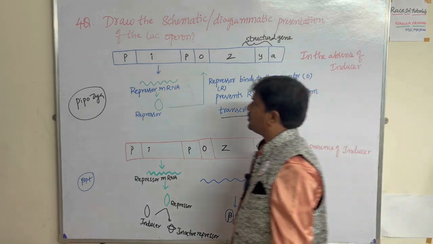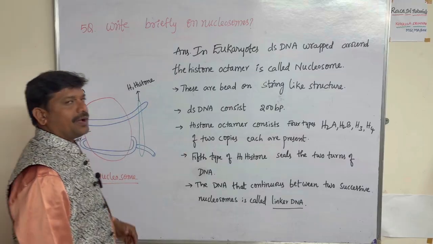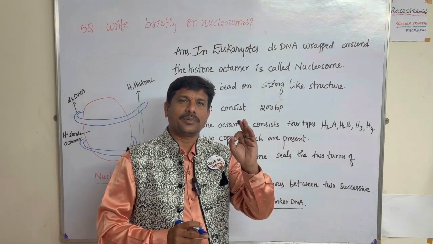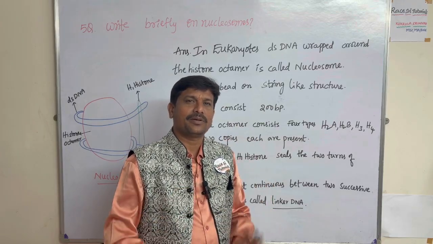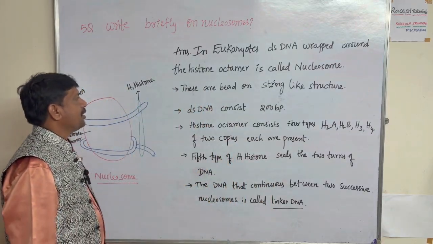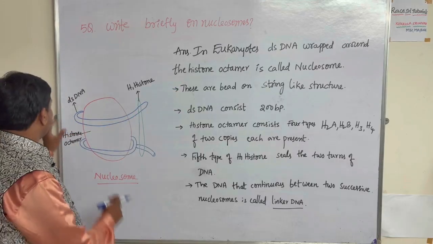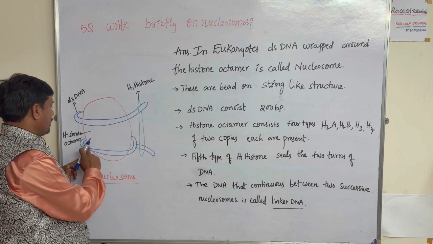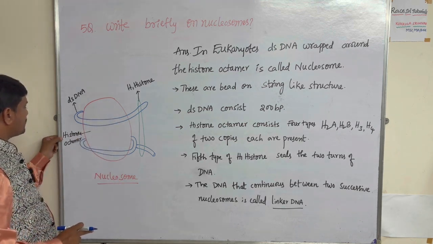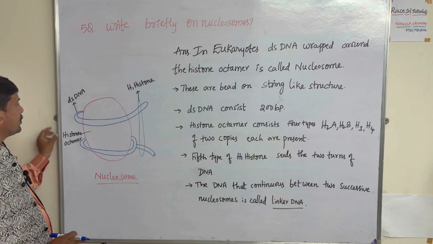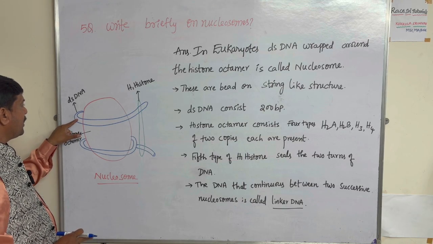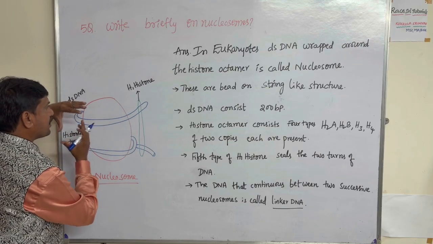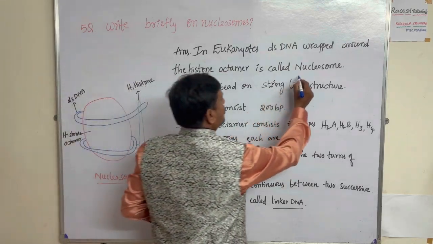Right. Next, fifth question: write briefly on nucleosome. Very simply, an explanation of the nucleosome is asked. I will tell you a very shortcut method. Just concentrate on this. So in eukaryotes, this blue color mark is the double stranded DNA. Here the red mark is called the histone octamer. So in eukaryotes, dsDNA wrapped around the histone octamer is called the nucleosome.